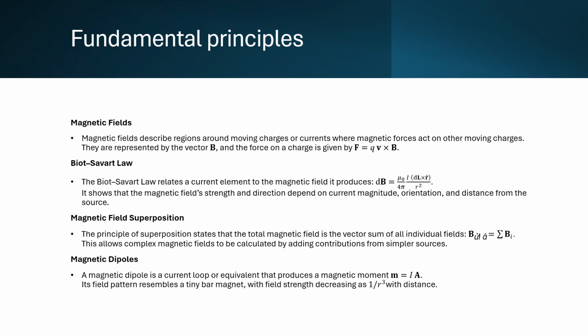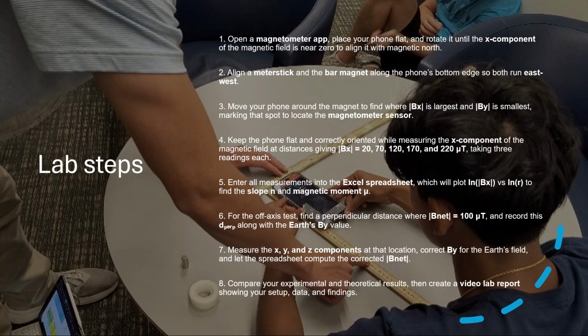The magnetic field superposition, as Biot essentially just says, is that the total magnetic field is equal to the sum of all of its individual fields, and it just lets us calculate it easier. And finally, magnetic dipoles, which are a current loop that produces a magnetic moment, m equals IA, and its field patterns resemble a tiny bar magnet. So that's pretty neat.